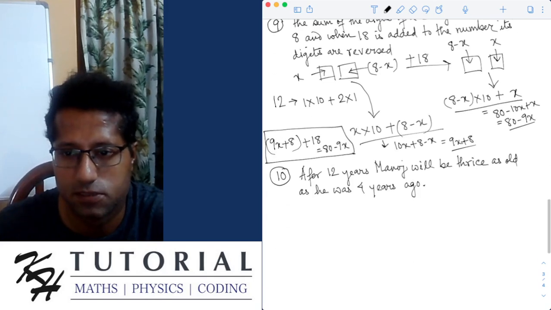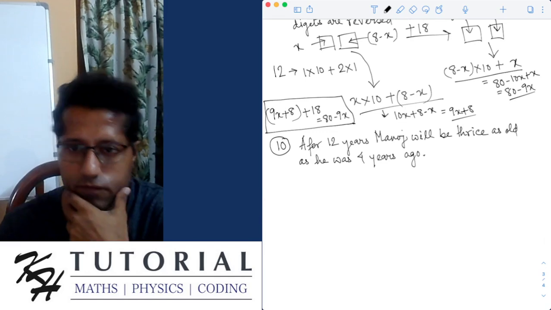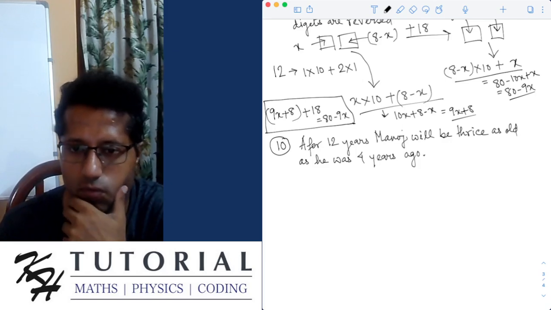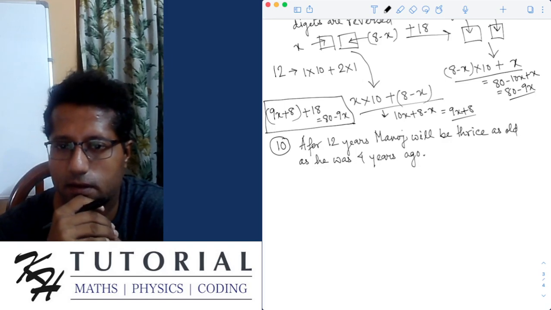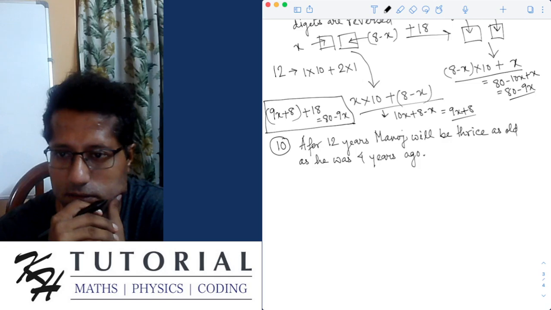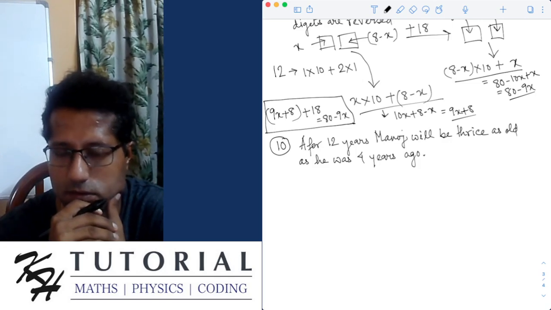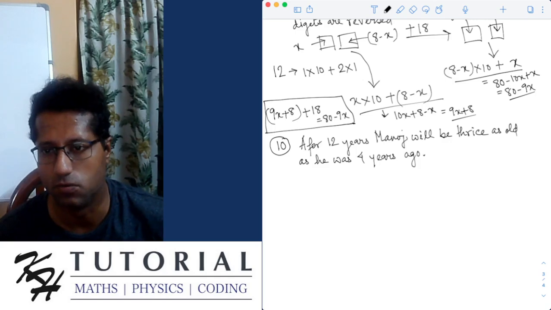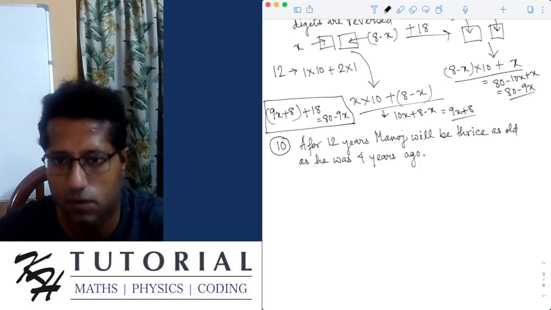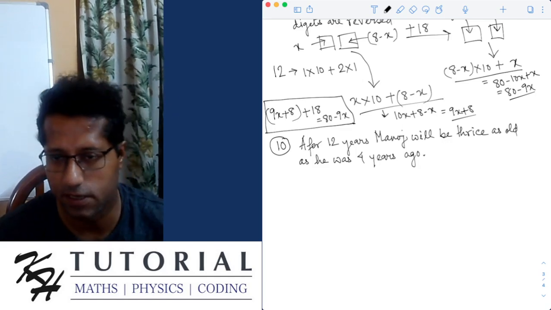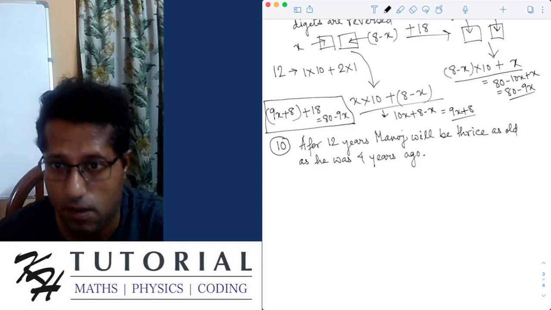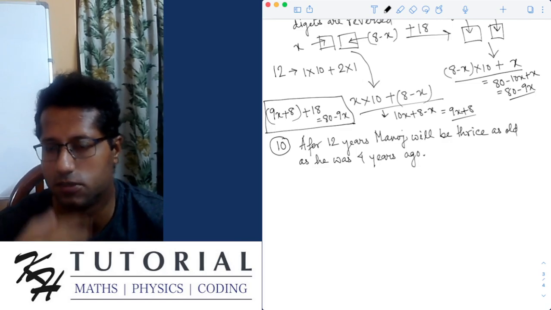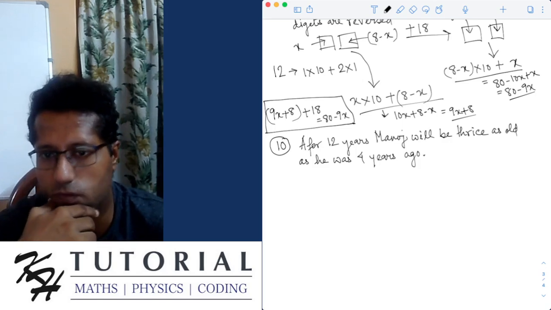Okay, let's see the last example, that is 10. It says after 12 years Manoj will be thrice as old as he was 4 years ago. So the unknown definitely is the age of Manoj, but do we consider the present age of Manoj as the unknown quantity, or do we consider Manoj's age after 12 years as the unknown quantity, or do we consider Manoj's age 4 years ago as the unknown quantity?